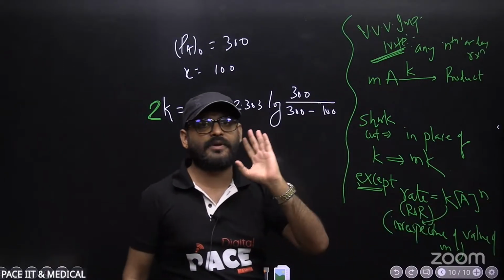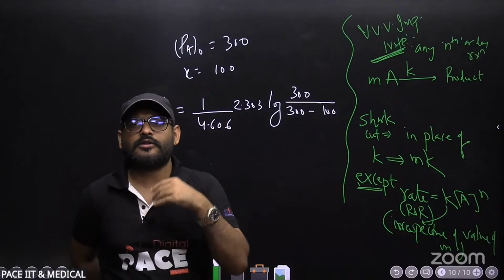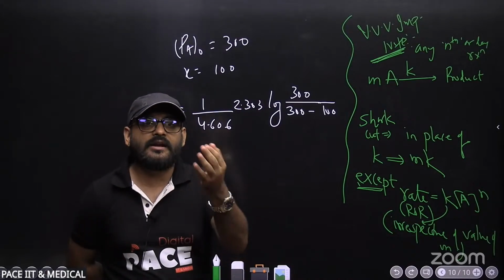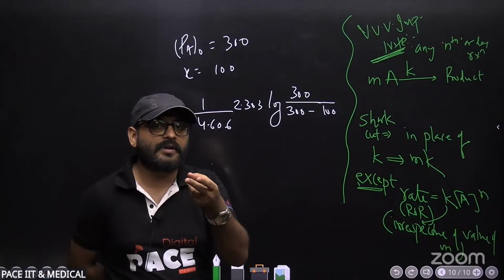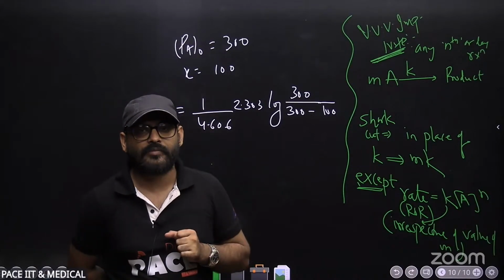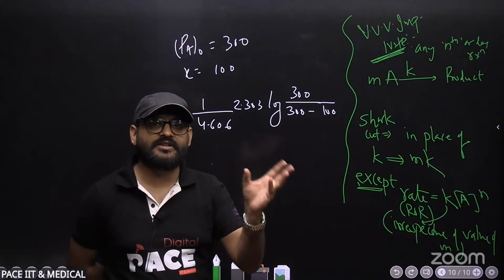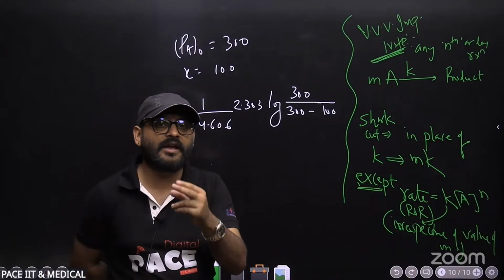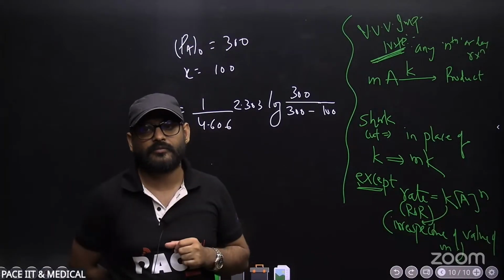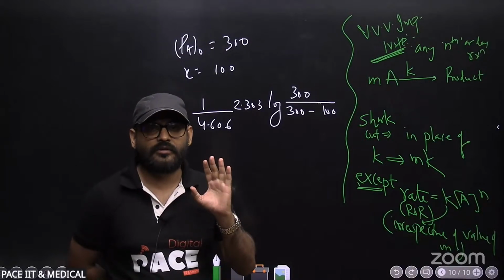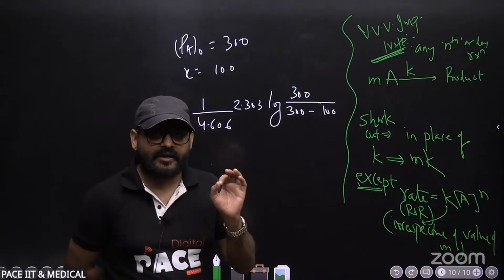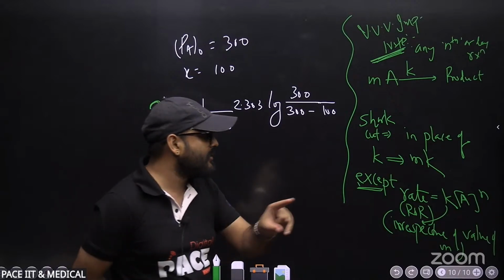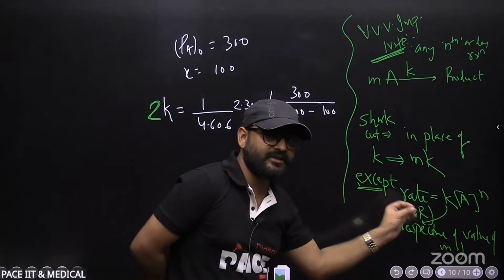Everywhere else, suppose it is a first order reaction, then t half will be ln2 by k, and in place of k you will write mk. Let's say it's a zero order reaction, so the amount reacted x is kt. In place of k, you have to write mk. Are you getting this? Just in place of k, write mk, but you don't write it while writing the rate.